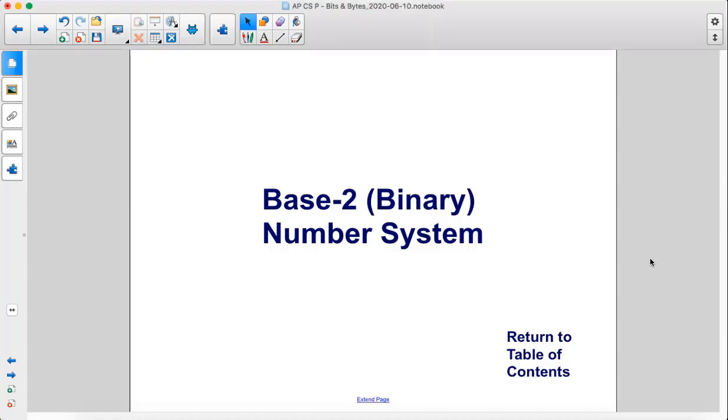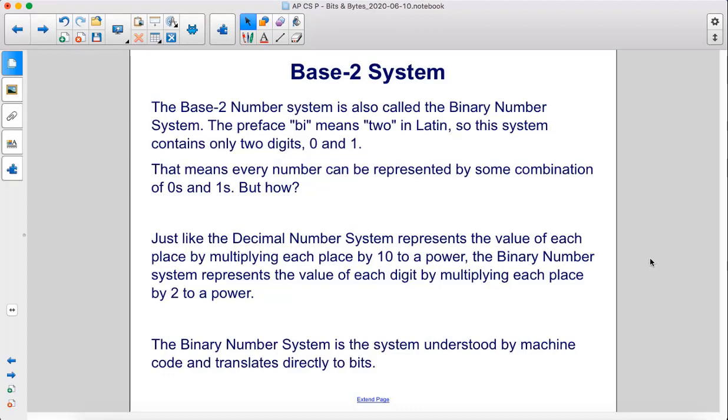Base 2 or binary number system. The base 2 number system is also called the binary number system. The prefix bi means 2 in Latin, so this system contains only 2 digits, 0 and 1. That means every number can be represented by some combination of zeros and ones.